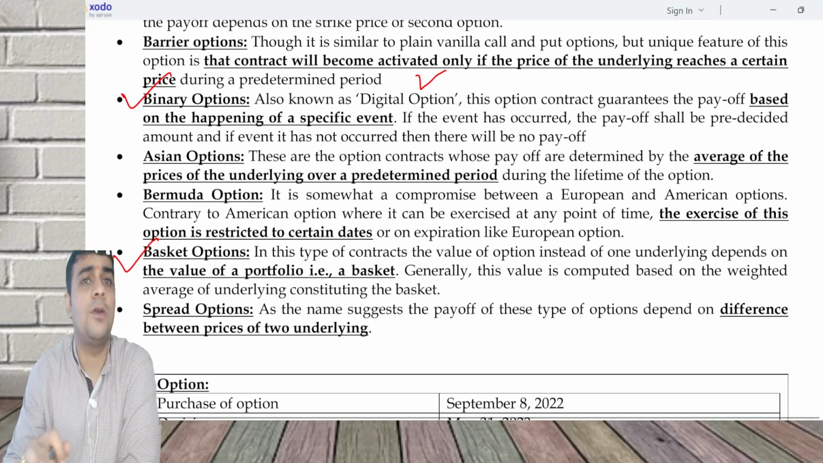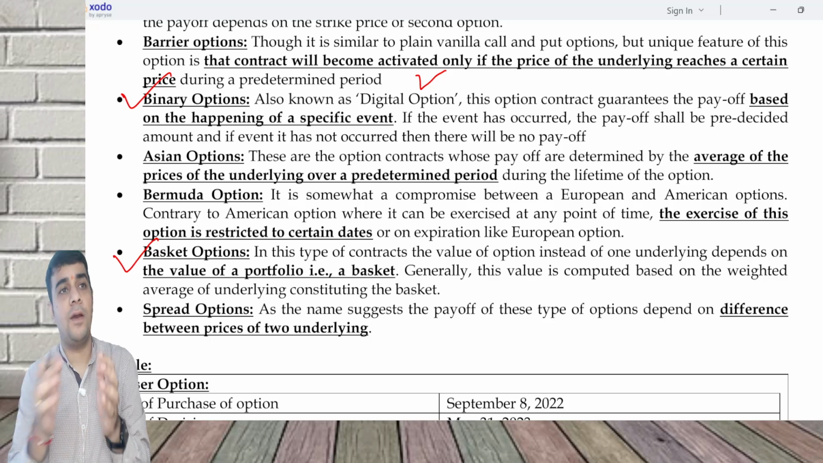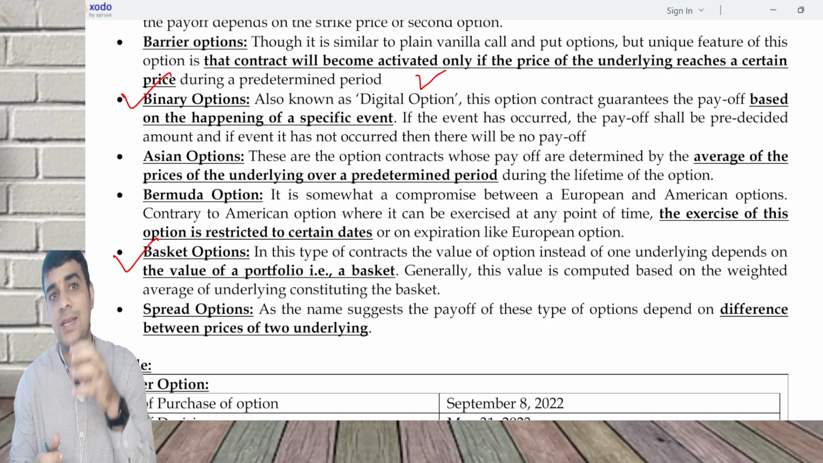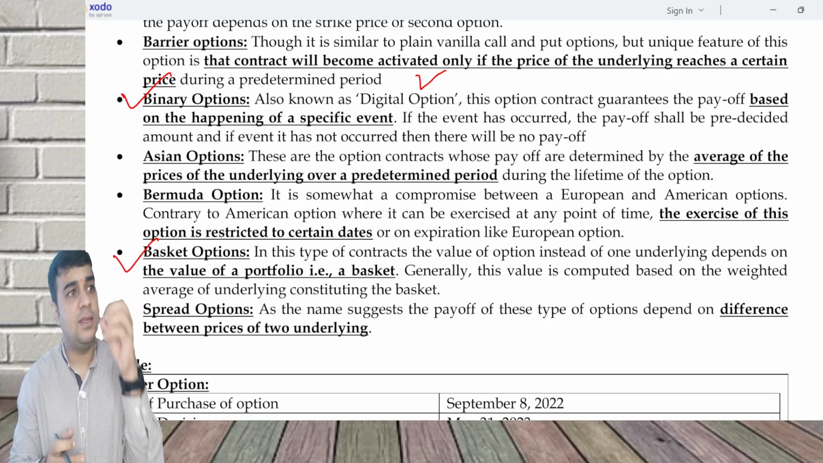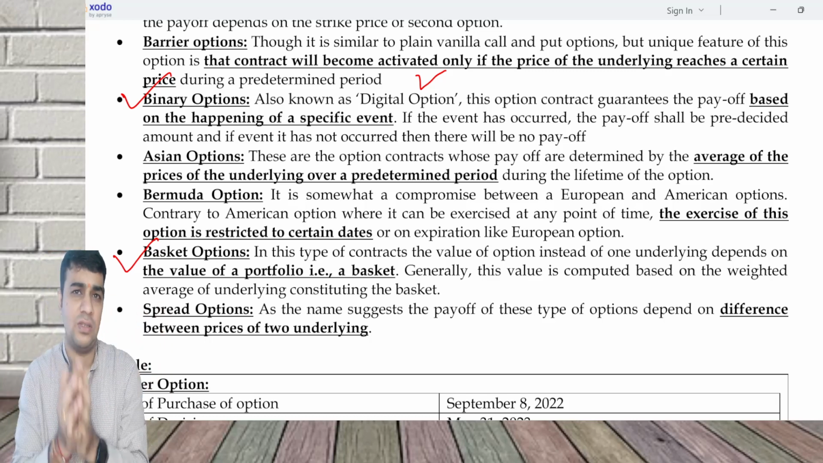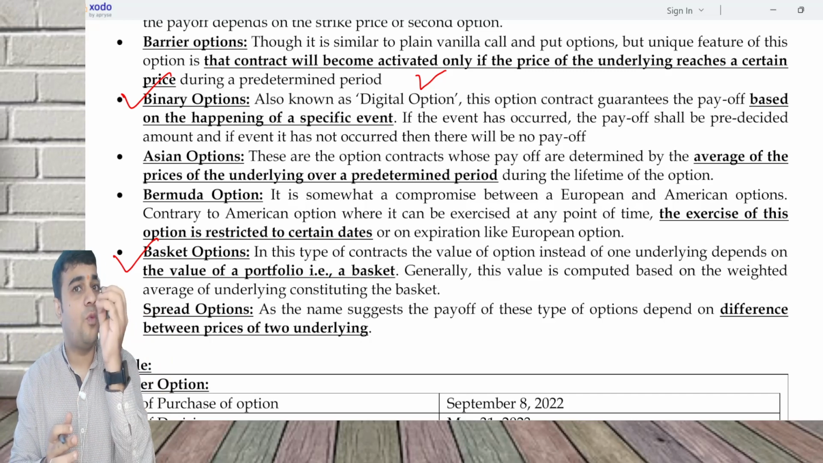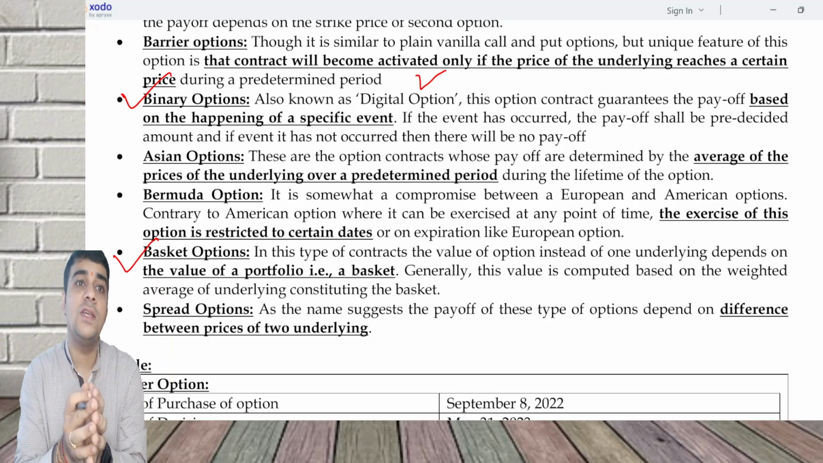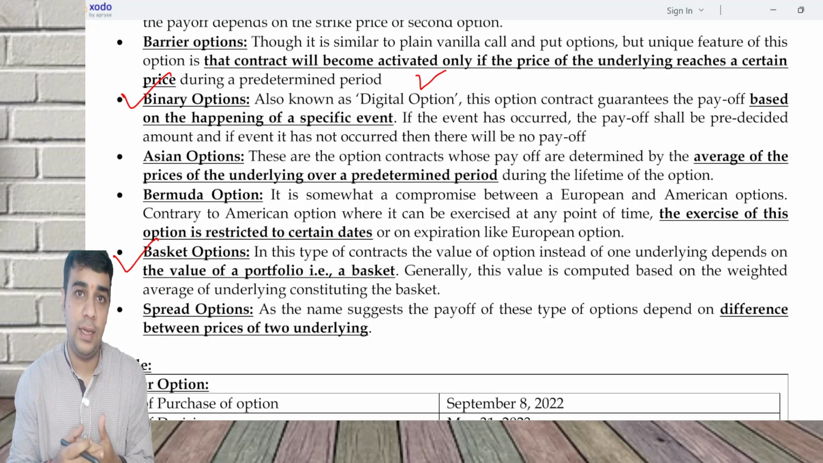What is a basket option? I have bought 1,000 shares of TCS, 2,000 shares of SBI, 3,000 shares of Tata Motors. So I have so many shares. Now I want a single option taking care of this whole basket, my portfolio. How can I do that?